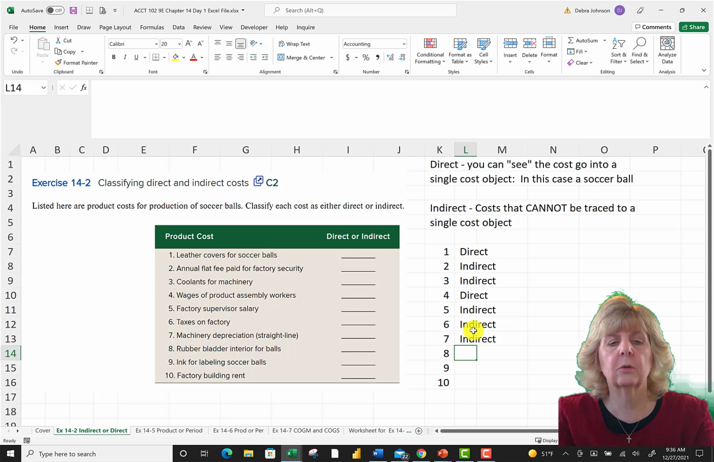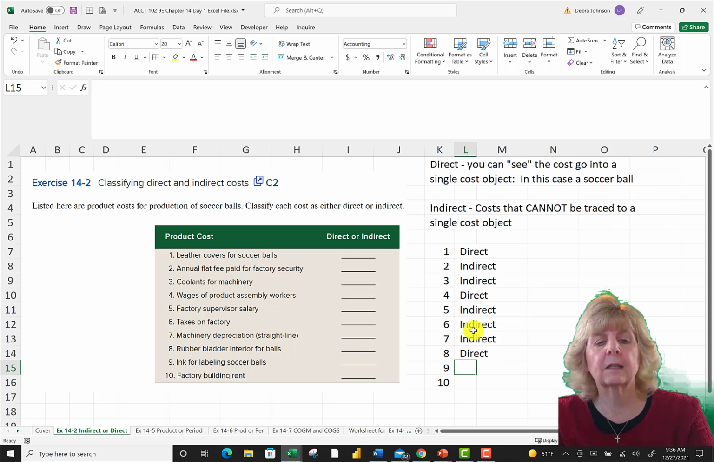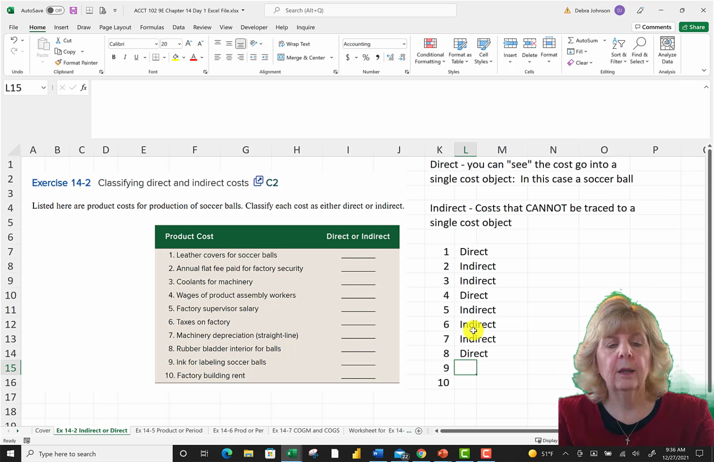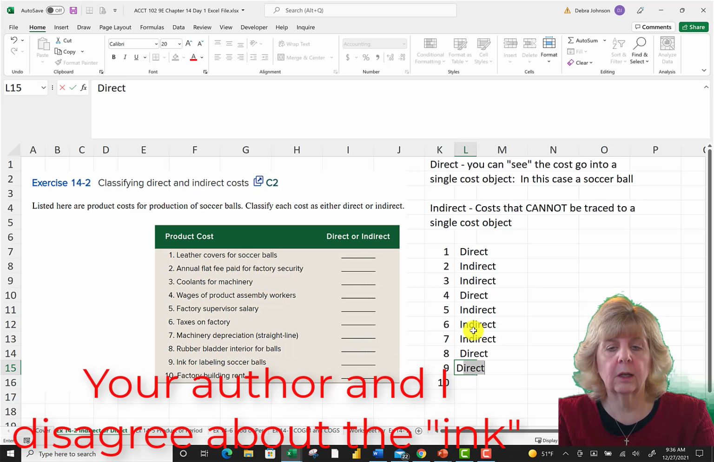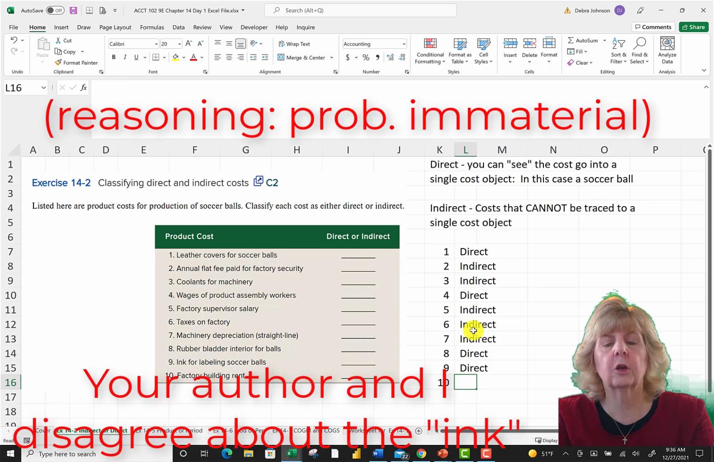That would be indirect. The rubber bladder interior, that's what we call the core of the balls. That would be a direct cost. You can physically watch those materials go into creating that soccer ball. Okay, the ink for labeling the soccer ball. You can actually watch the ink going in to create that soccer ball. That would be considered a direct cost.